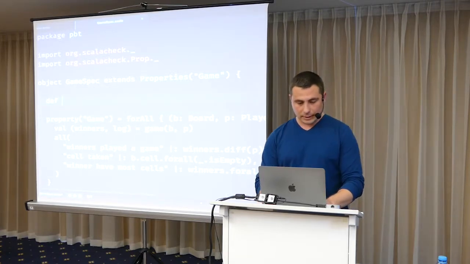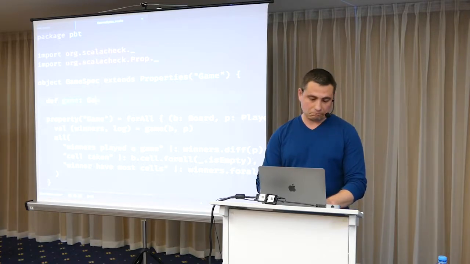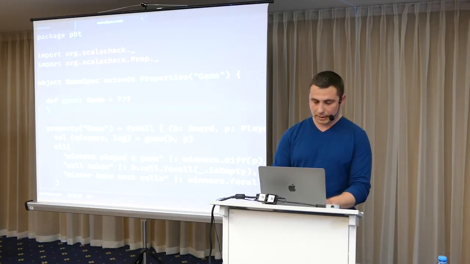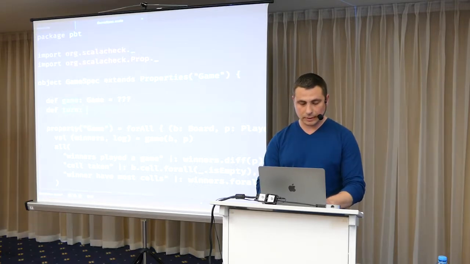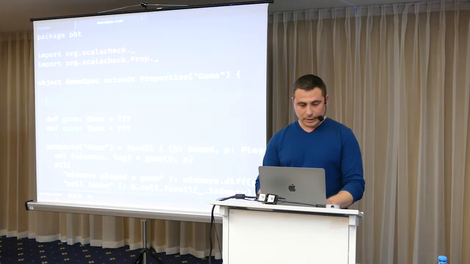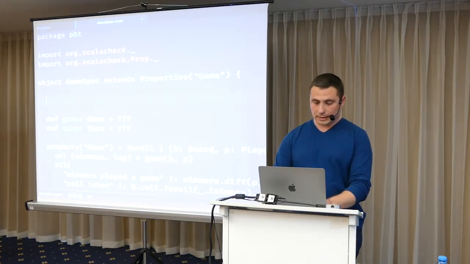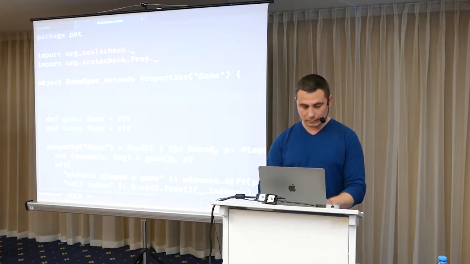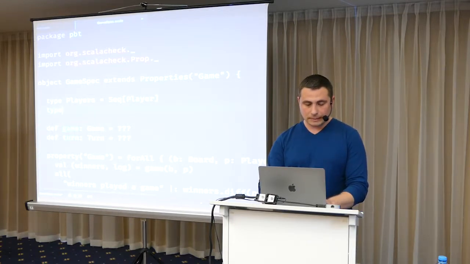So first of all, we say that's our game. It's of type game, something. And then it's a turn, it's of type turn, and it's something. What else do we have? We have players and the winners and the board. Let's just make them. Players: the order of players is important, so it's a sequence. The order of winners is not, so it's a set.